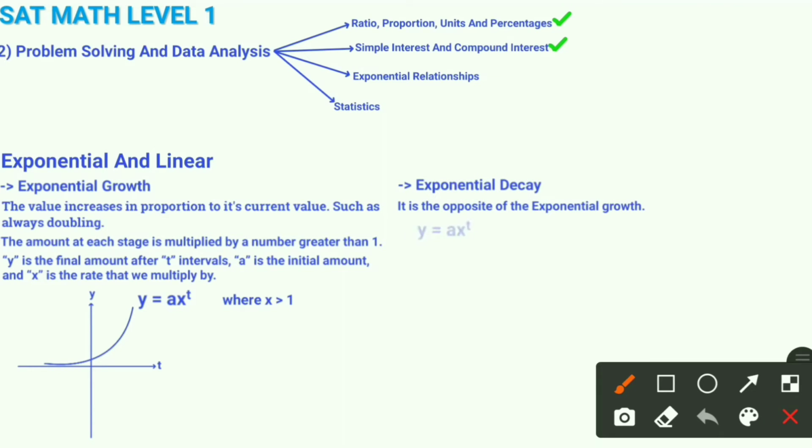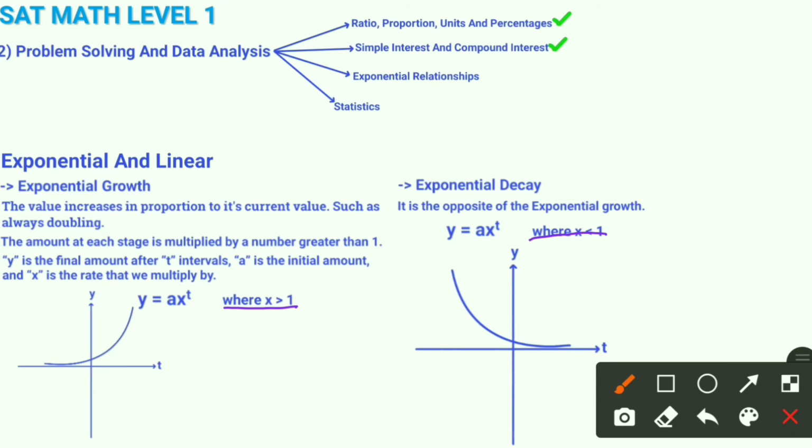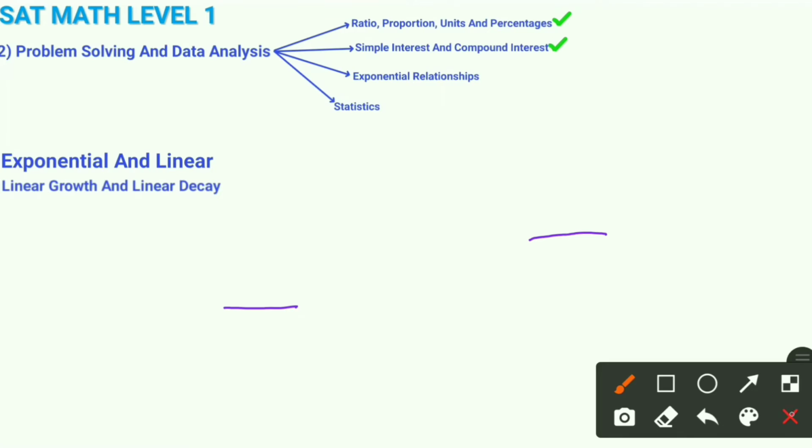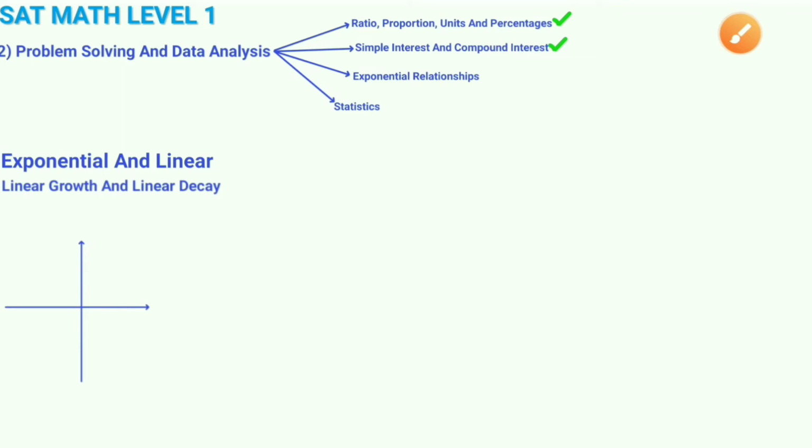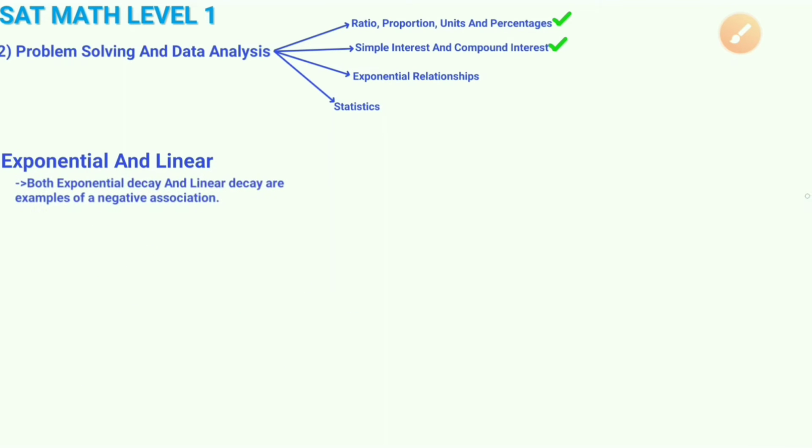Exponential decay is the opposite of exponential growth. y is equal to x^t, where x is less than 1. Quite similar: x greater than 1, exponential growth; x less than 1, exponential decay. Now linear growth and linear decay. Both exponential decay and linear decay are examples of a negative association. Both exponential growth and linear growth are examples of a positive association.